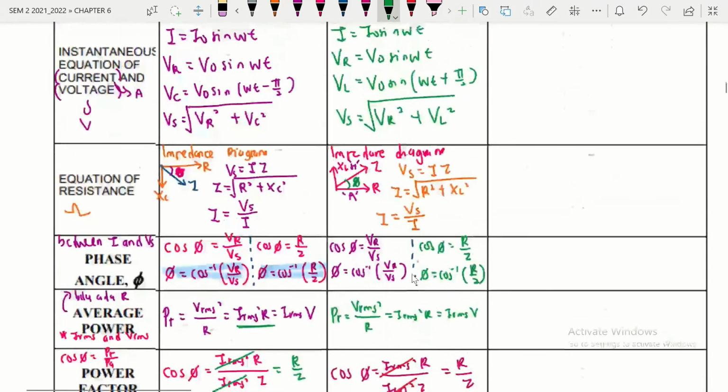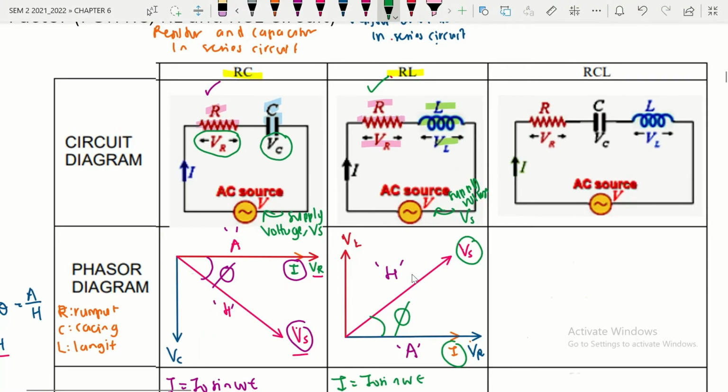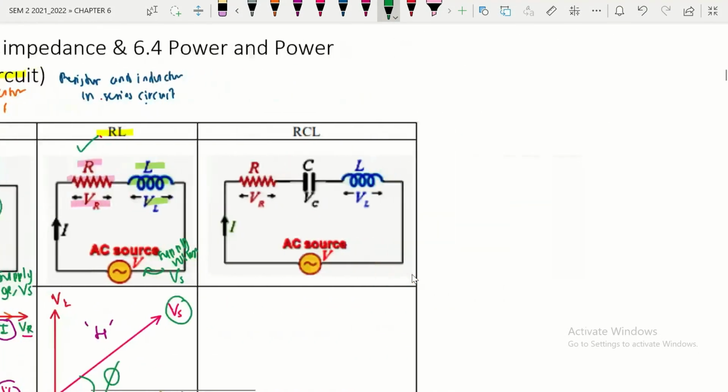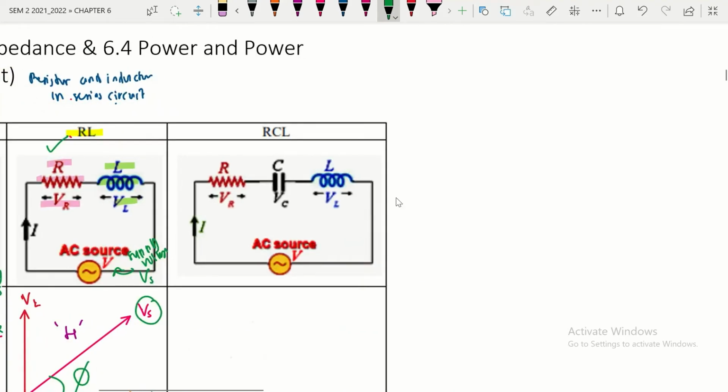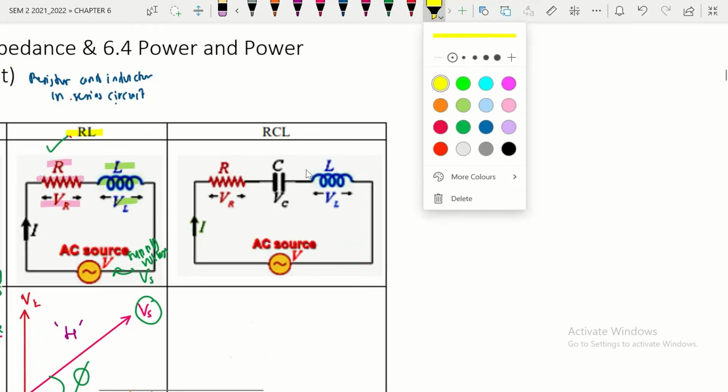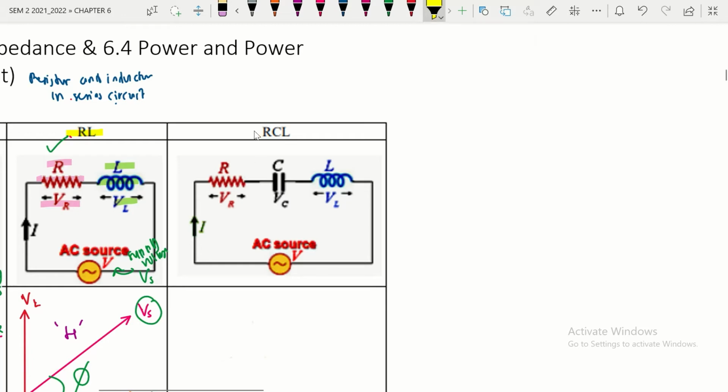Okay, so things are getting interesting. What we are going to learn now is RCL circuit. Okay, so RCL circuit is the last circuit that we are going to learn lah. So, we have 6 circuit for AC circuit. So, RCL circuit. RCL adalah maksudnya dia ada resistor, capacitor and inductor in series circuit. Series circuit. So, dia akan ada ni lah.